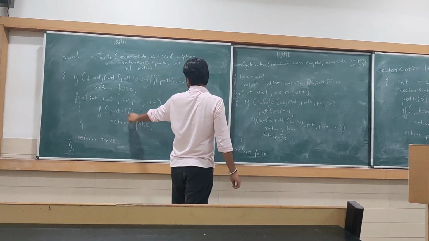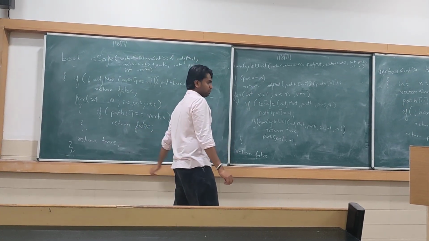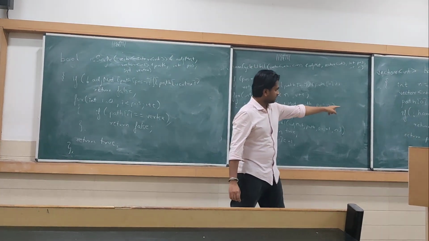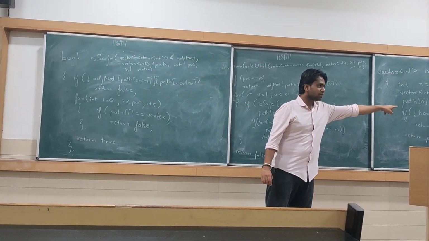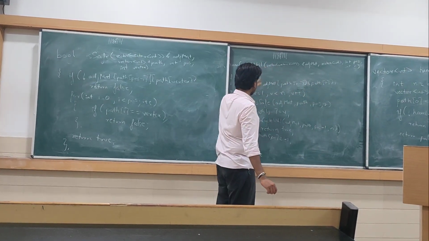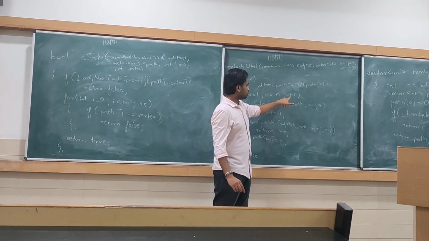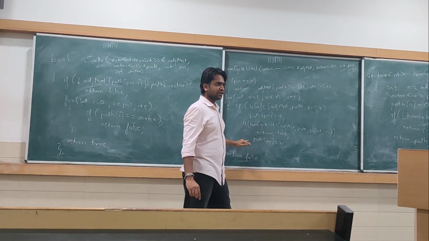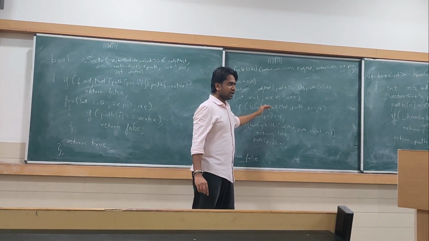Is safe, return false, return true. Right? We have started from path of 0 equal to 0. Right? Then we are assuming one pass कर दिया, right? Hamiltonian cycle utility function. यहाँ पे what are we doing? We are trying out all different vertices. If it works out, fine. We'll try out the next one and the next one.